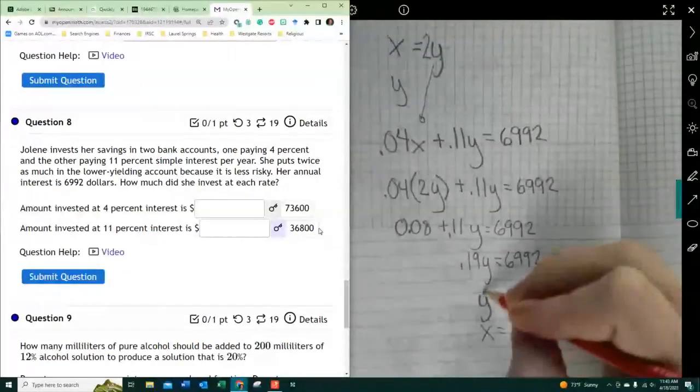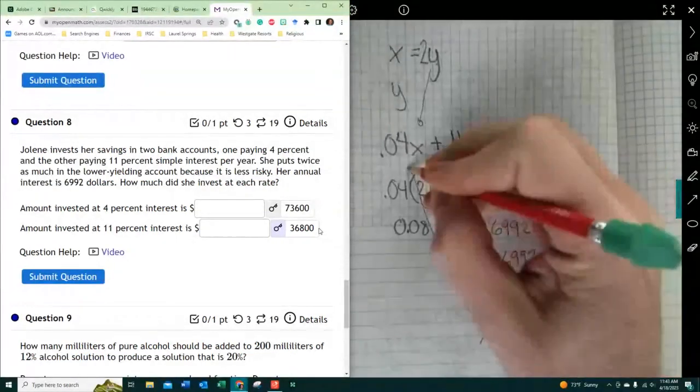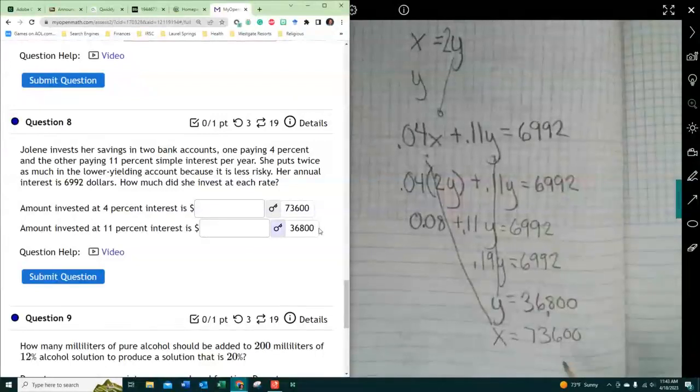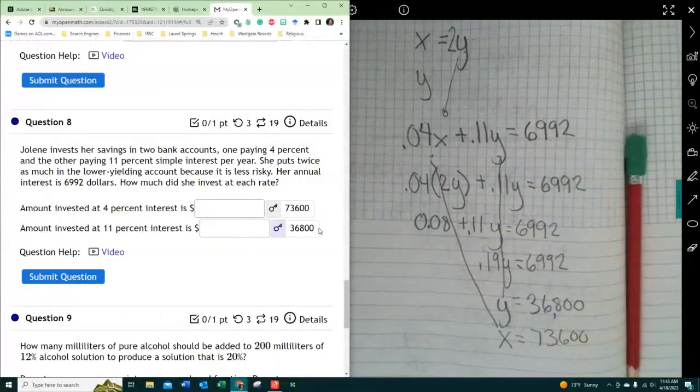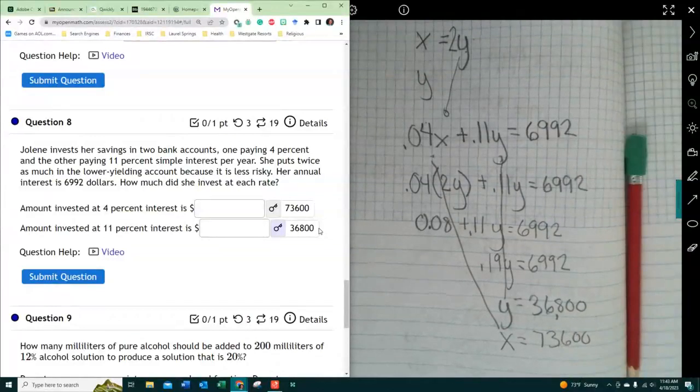Now take note that this is associated with this, okay? And this is associated with that. Just so you know why the 4% was associated with the 73,600.